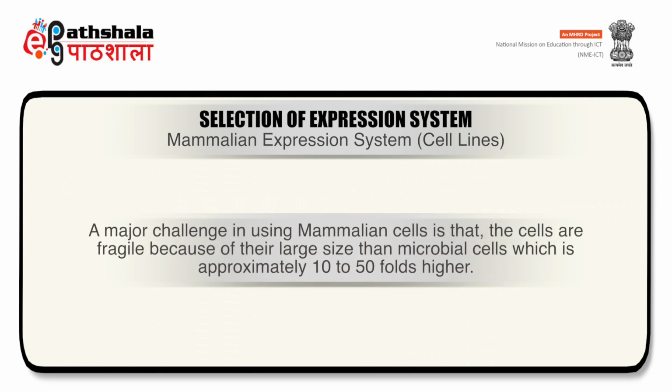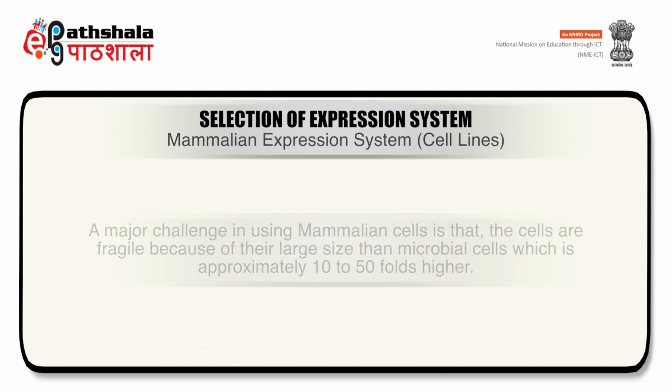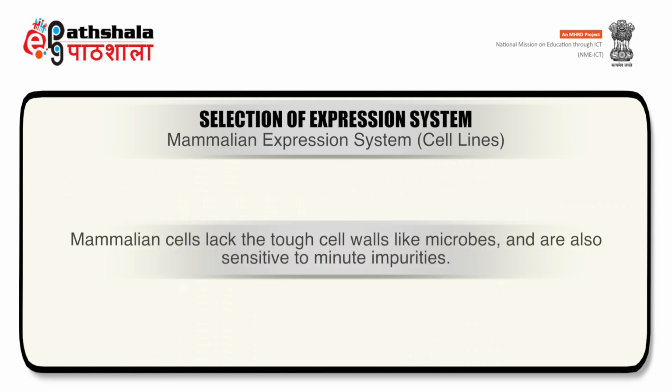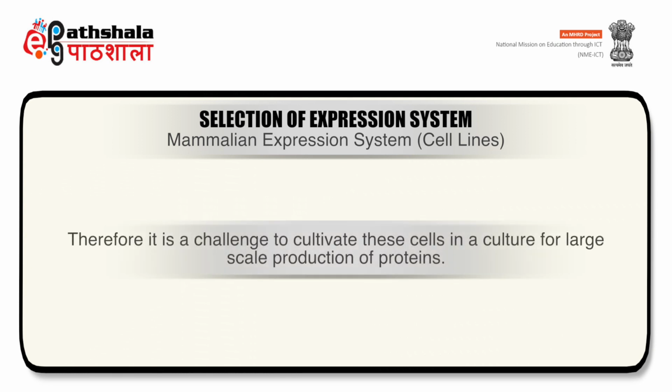Major challenges in using mammalian cells are that the cells are fragile because of their large size compared to microbial cells, which is approximately 10 to 50 folds higher. Mammalian cells lack the tough cell walls like microbes and are also sensitive to minute impurities. Therefore, it is a challenge to cultivate these cells in culture for large-scale production of proteins.